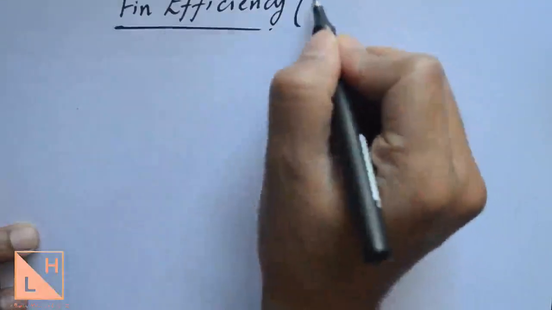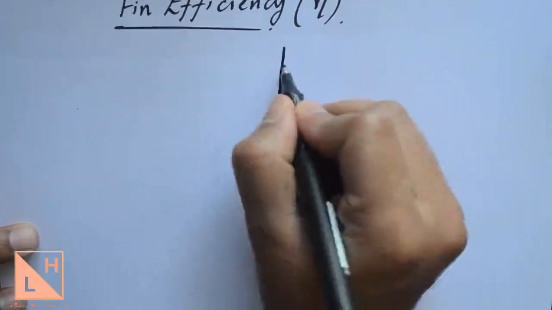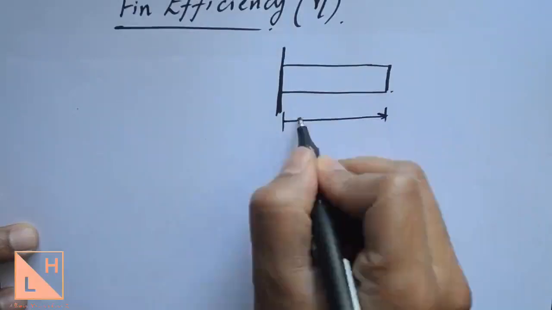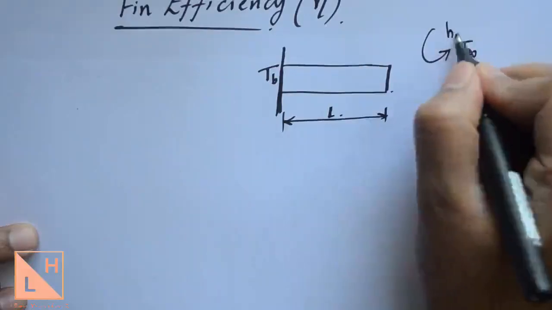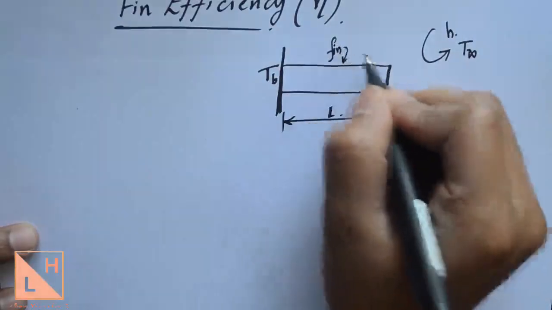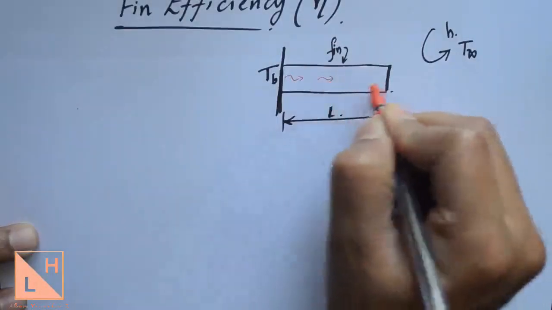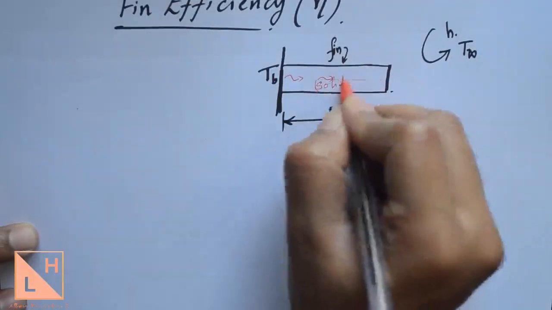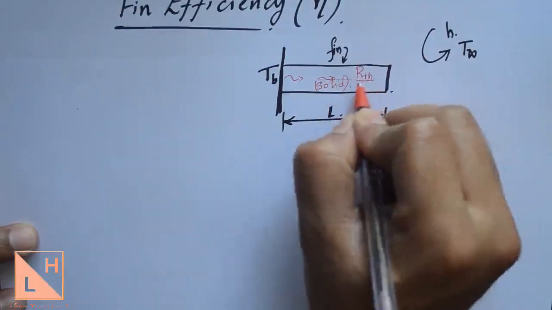Now let us discuss one of the important parameters of a fin, which is called fin efficiency, represented by eta. Let us assume a base which has a fin. We'll take the length of the fin as L, base temperature as Tb. This fin is exposed to the surrounding, which is at T infinity, and a heat transfer coefficient of h. Now, since it is a solid material, as heat is transferred through this solid material, this solid material will offer a resistance. This resistance is called the thermal resistance.